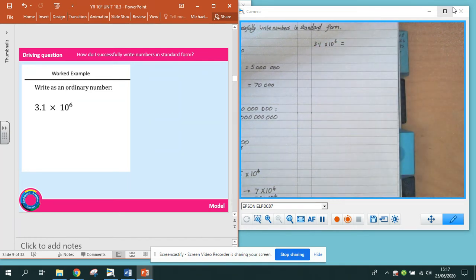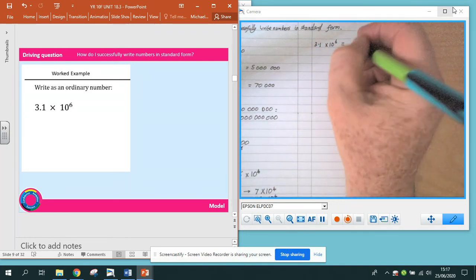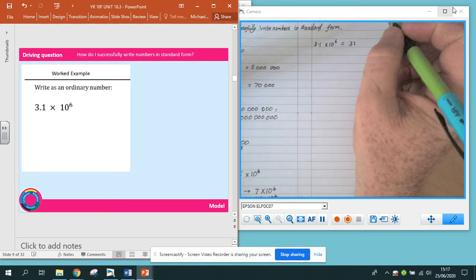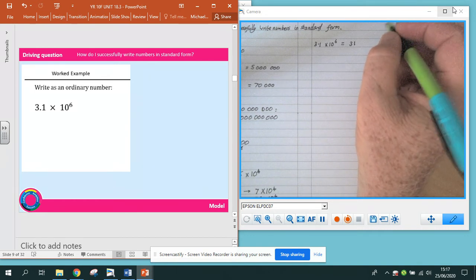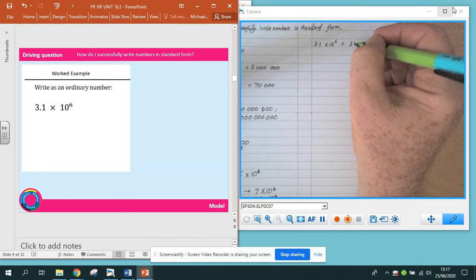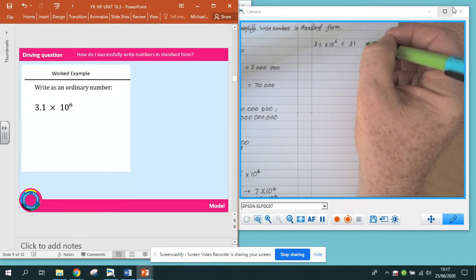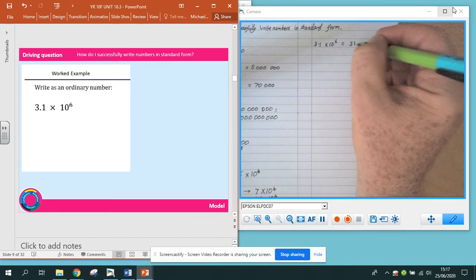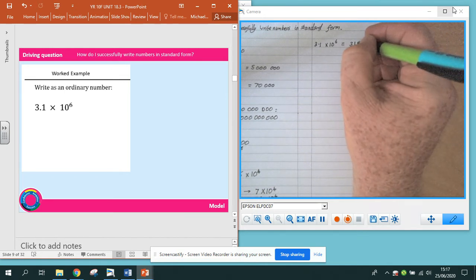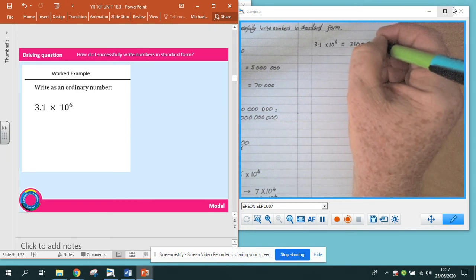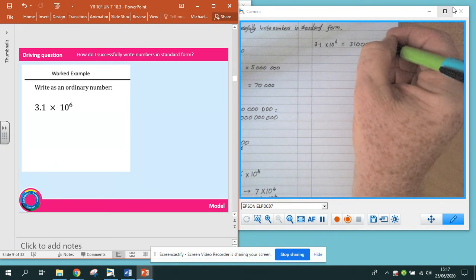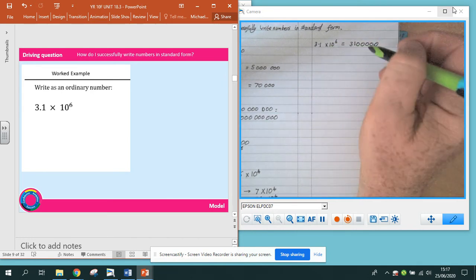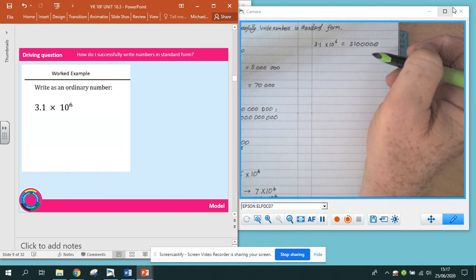Okay, so the one thing that I know is I'm going to have a 3 and a 1 in it. I'm not putting any decimal points down now. I'm multiplying it by 10 to the 6th. That means I need 6 places. I need zeros to get this up to 7 numbers. So I need 5 zeros. So 3.1 times a million is 3,100,000.